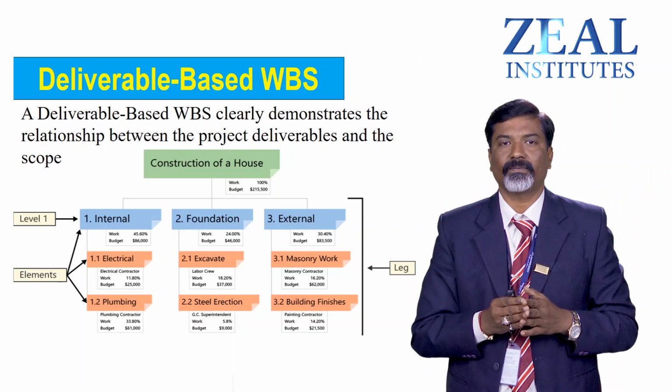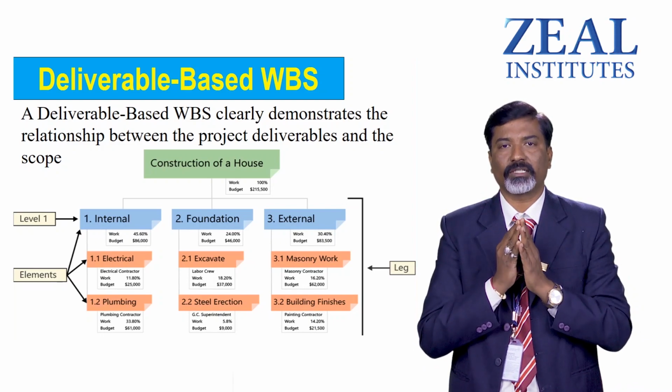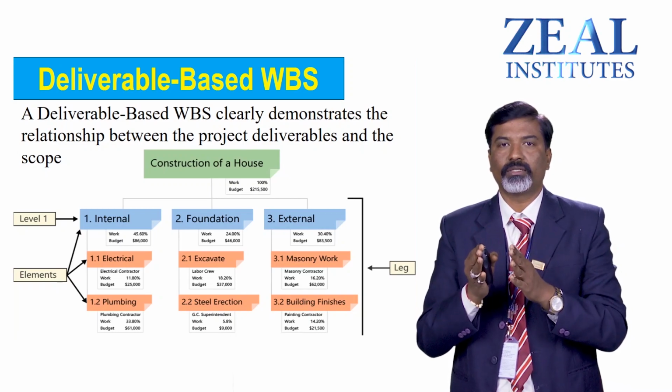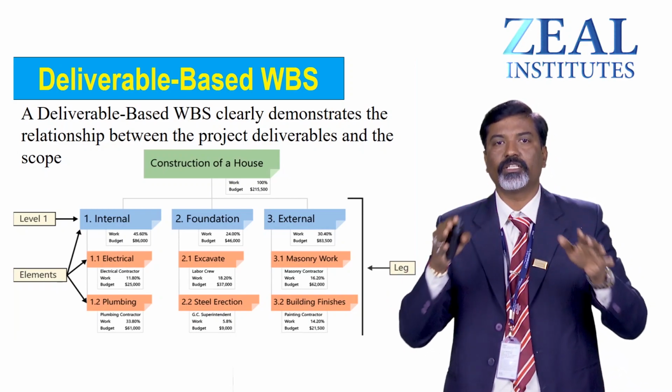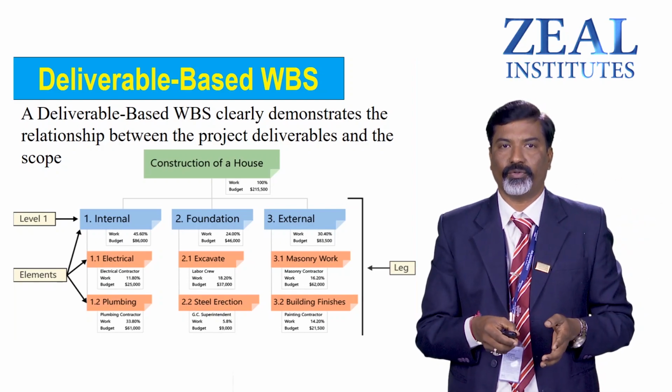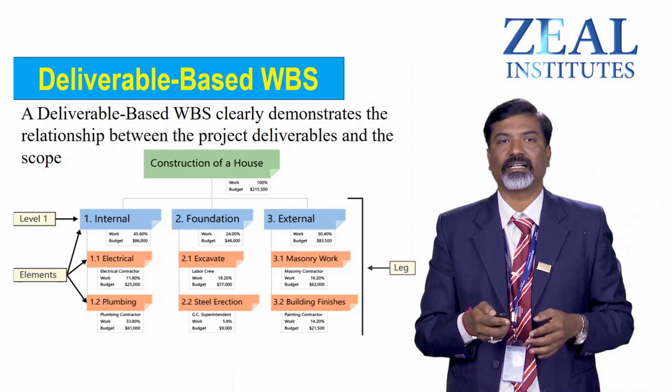So in this fashion, the deliverable based work breakdown structure is the work breakdown structure which is derived or prepared on the basis of the things which we are delivering to the end user, to the customer.